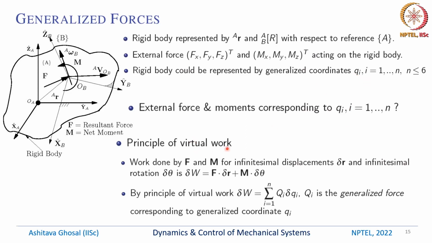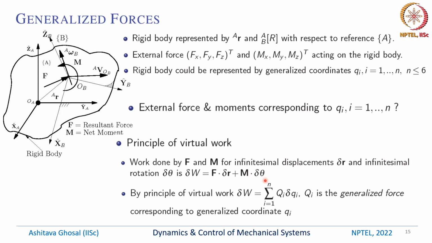Okay, and how do we find this out? We use this very well-known principle called principle of virtual work. Okay, what does the virtual work principle say? That the work done by F and M for an infinitesimal displacement delta r, so remember this is r, so the small displacement delta r, and also an infinitesimal rotation delta theta. Okay, so what is the work done by this external force and moment? It is F dot delta r plus M dot delta theta, right?